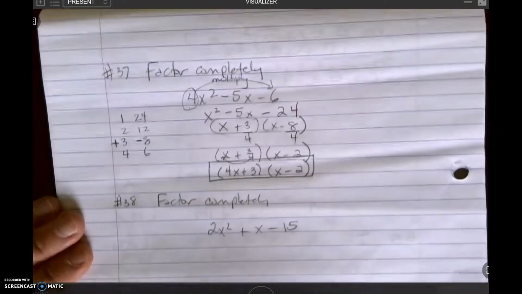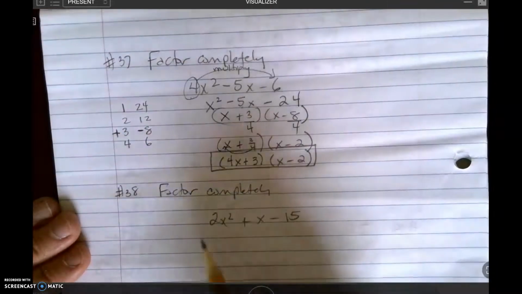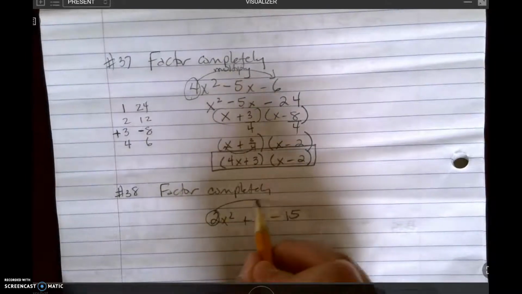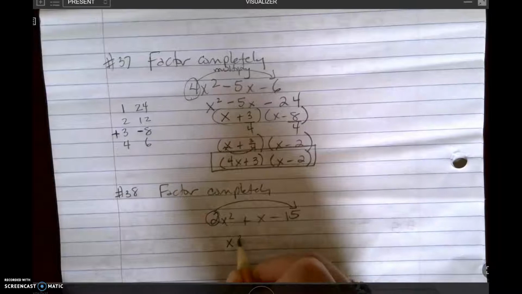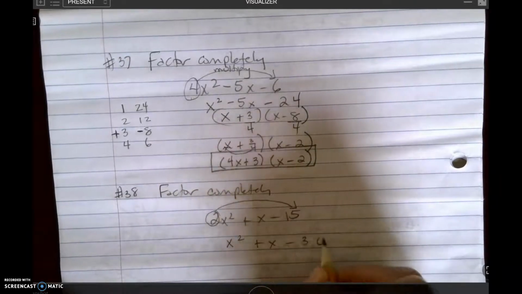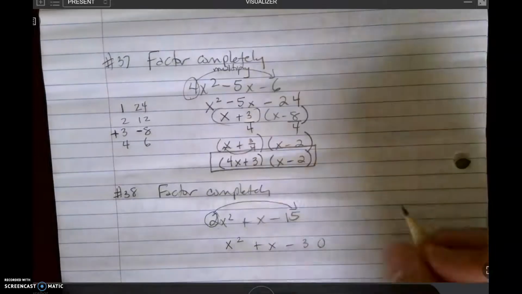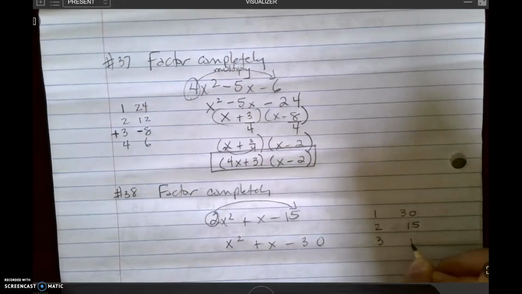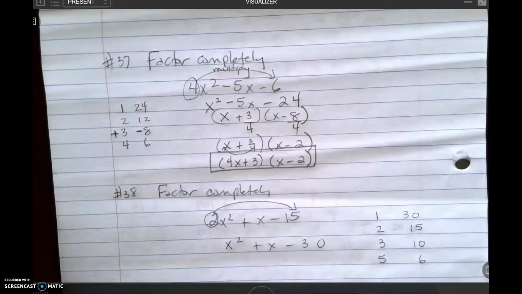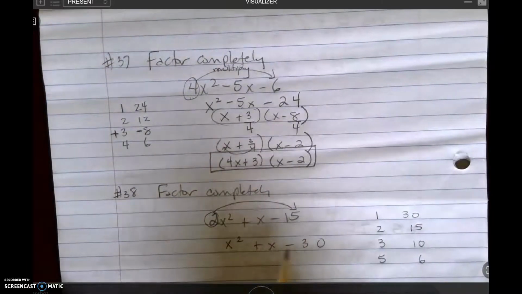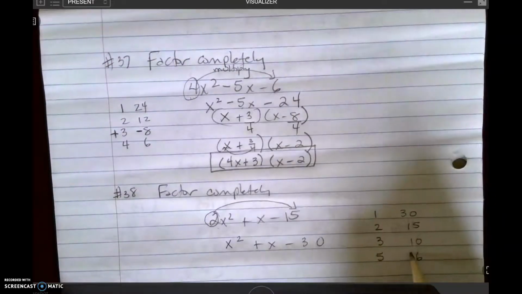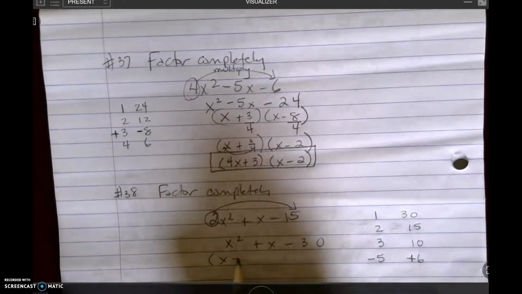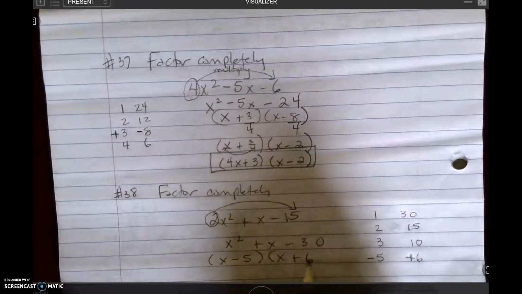For number 38, I'm going to use slide and divide since my leading coefficient is greater than 1. Take this 2, slide it to the 15, and I get x squared plus x minus 30. So I need to think about my factors of 30. I have 1 and 30, 2 and 15, 3 and 10, 5 and 6. And I need a negative 30 and a positive 1. So I'm going to do positive 6 and negative 5. So that would be x minus 5 times x plus 6.